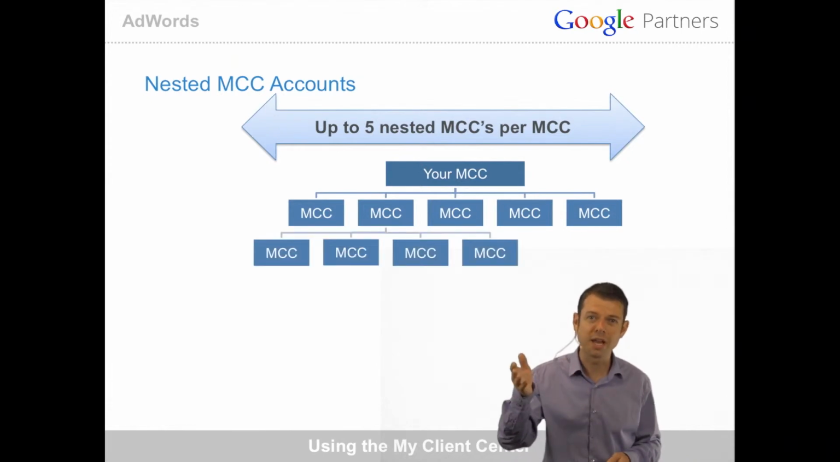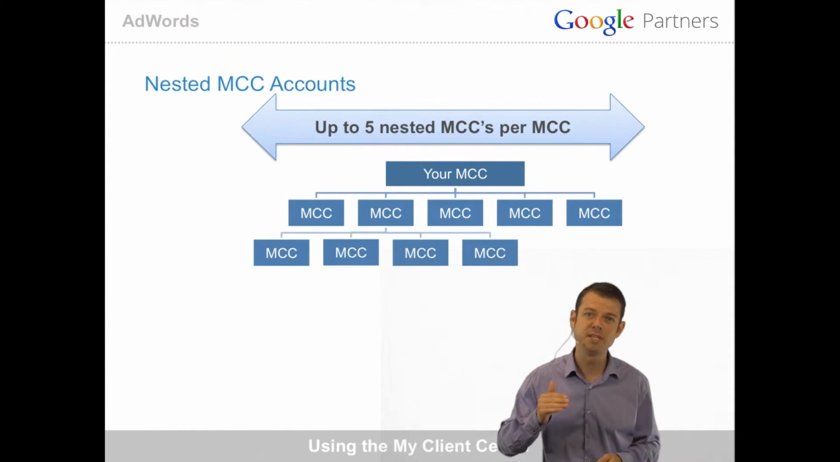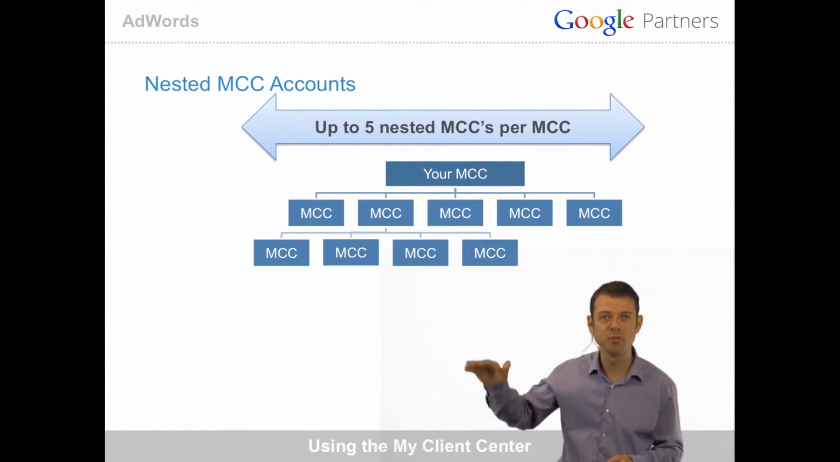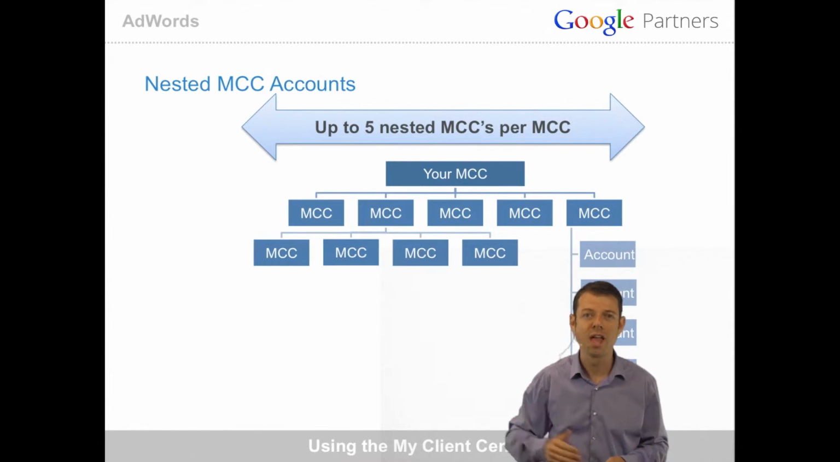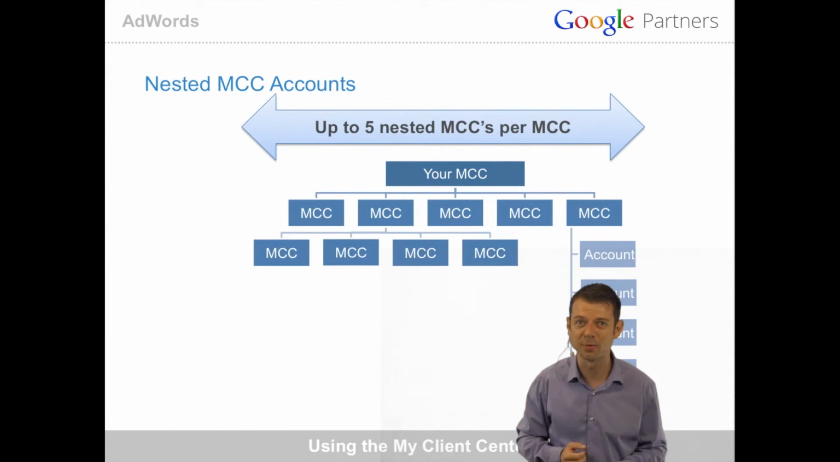Now, that's one aspect of it, but you can also have nesting. So you can have multiple levels of MCC below you, and you can have a tree that moves down. Right? And that's what it looks like. So one of the MCCs in this structure has its own accounts below it. In fact, every MCC will probably have some accounts linked to it.